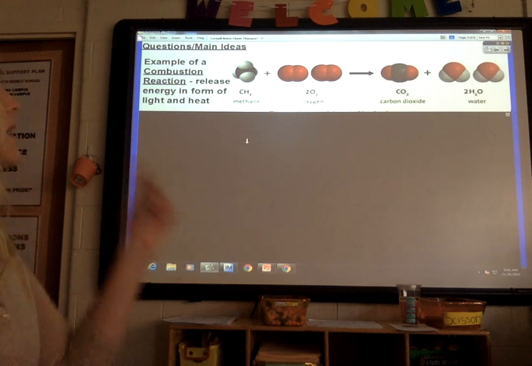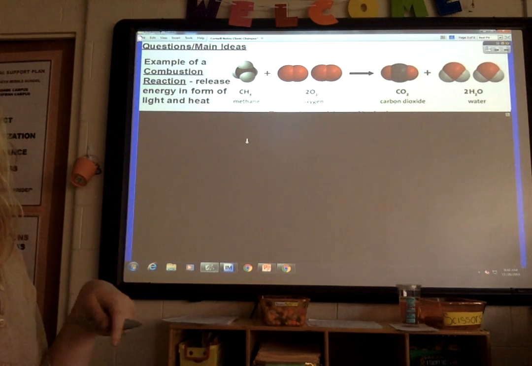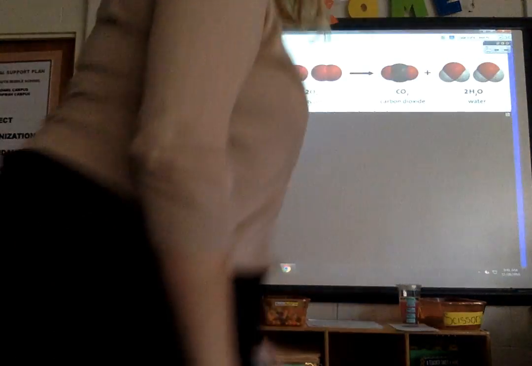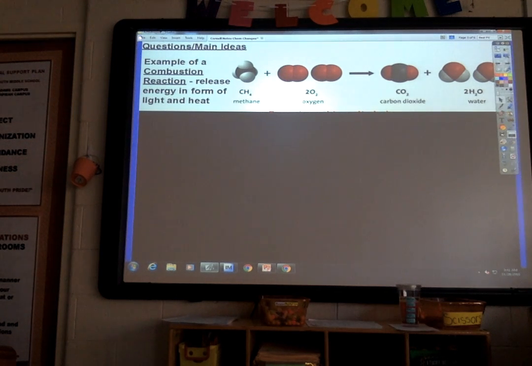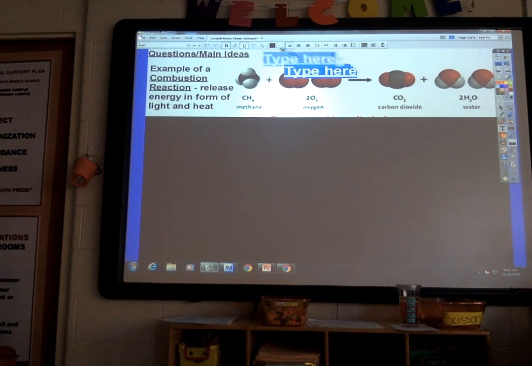All right, so on one side of our equation, we have the products. And this marker's not going to let me do it, so let's try this over here. This side of the equation, this is the products. And on the opposite side is the reactants. Okay?